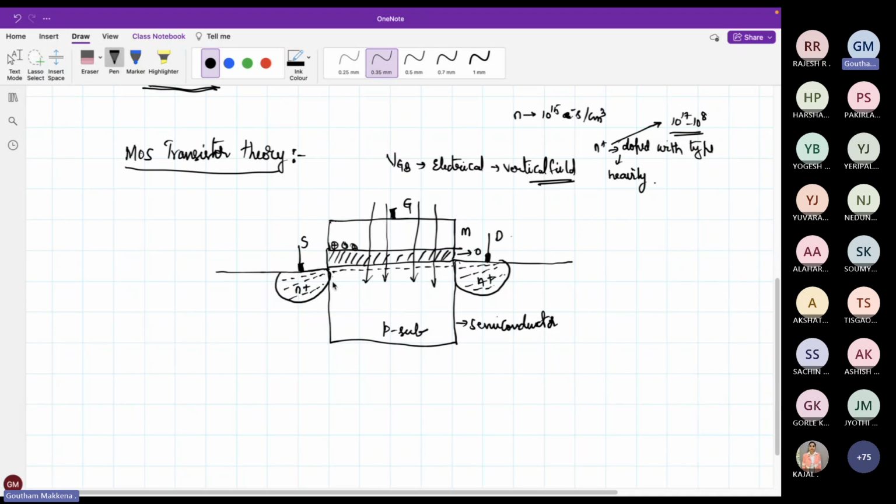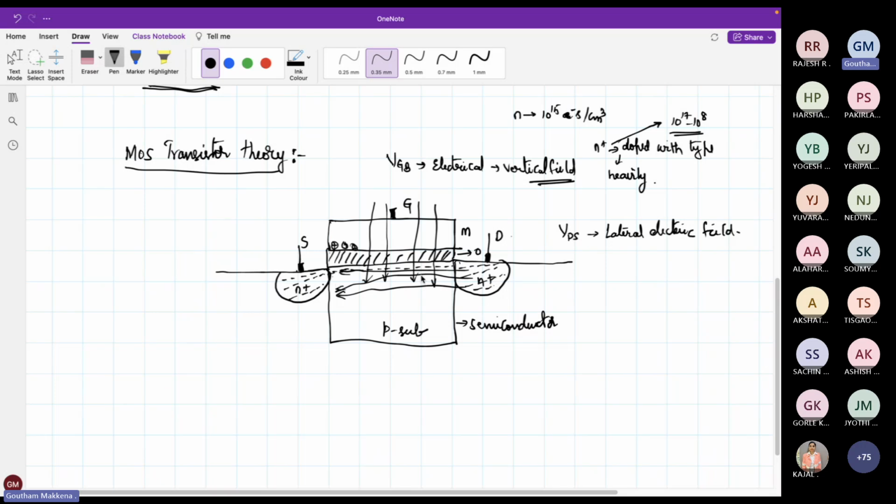Now when I have this MOS capacitor in inversion, and there are two sources of electrons present over here, I apply a voltage between these two terminals, VD and VS. That results in another electric field called the lateral electric field, in this direction. And because there is a nice highway already, this inversion is formed.